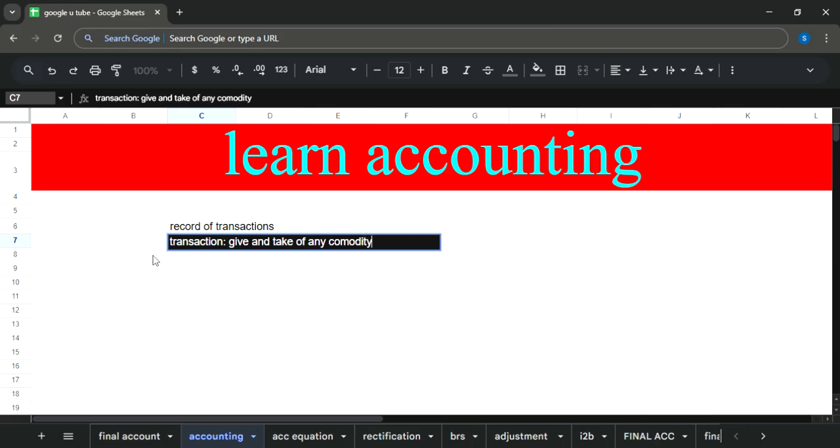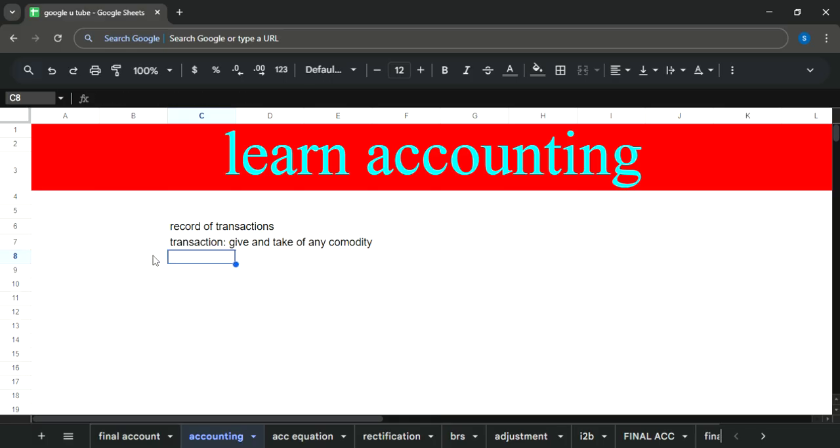What could be the example of transaction? Let's say you want to buy a watch. So what you will do, you will pay cash and in exchange you will get the watch. So what is happening? You are paying something and in return you are getting something. This would be called transaction. And how to record this transaction is basically the purpose of accounting.